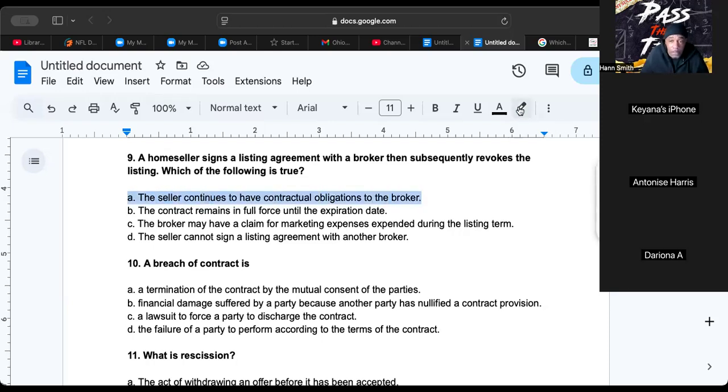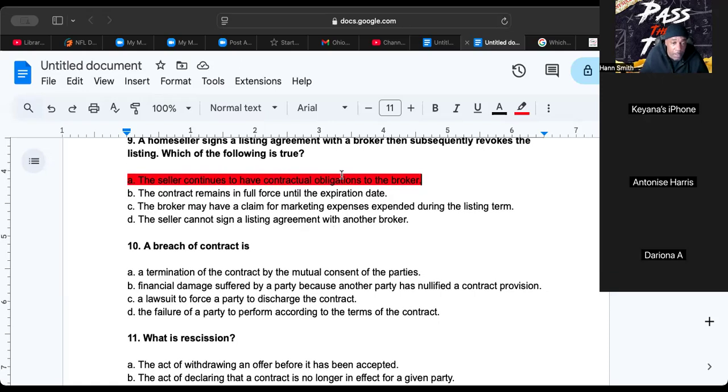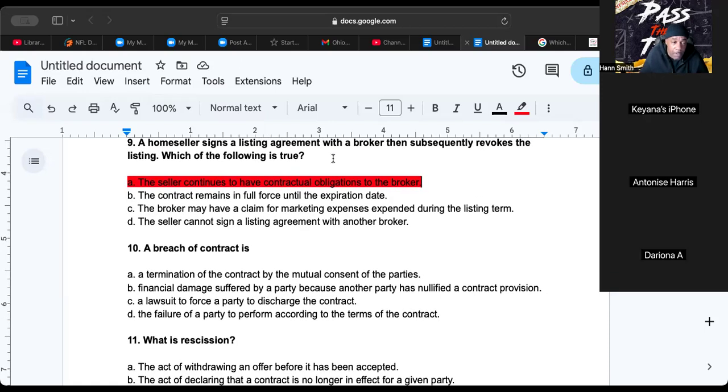This is a good question. It's technical too. So if you know the answer to this one, you're doing pretty good on this. Again, the question says a home seller signs a listing agreement with a broker and subsequently revokes the listing. Which of the following is true? The one thing too is that they don't say how long after the listing was signed that they revoked it, but just presume that you just don't know that. So anything is open to interpretation on that.